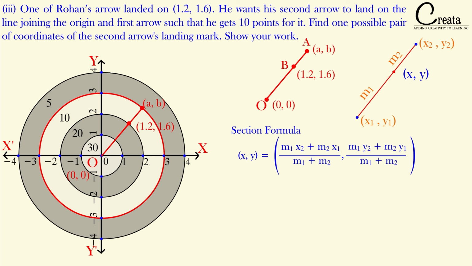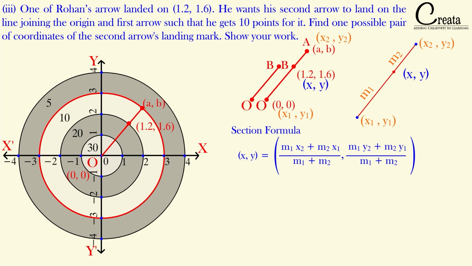Further, we can compare this with the section formula. Let's mark this point as x1, y1, this is x2, y2, and this is x, y. Here x, y it is given, x1, y1 it is also given. We have to find x2, y2. But before that, we should know m1 and m2, that is the distance OB and the distance AB. These two distances we should know.